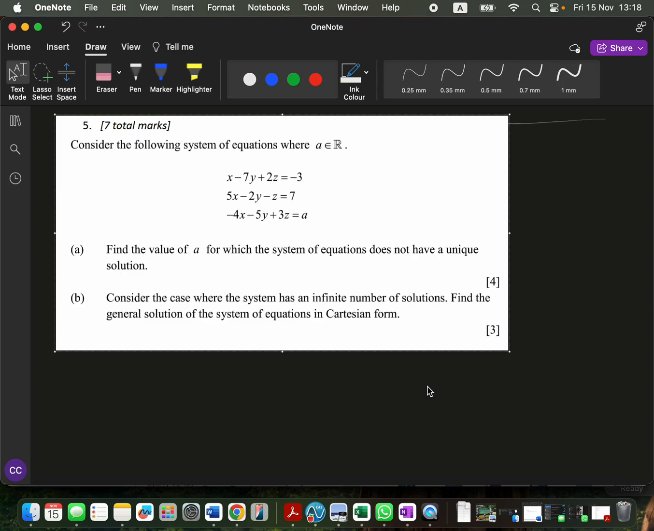We've got a question that is about solving systems of linear equations in three variables, and we are going to attempt to solve this. First off, I know lots of people don't like it, but I'm going to solve this first one: find the value of A for which the system does not have a unique solution. That doesn't mean there's no solution. It means that there's infinitely many solutions.